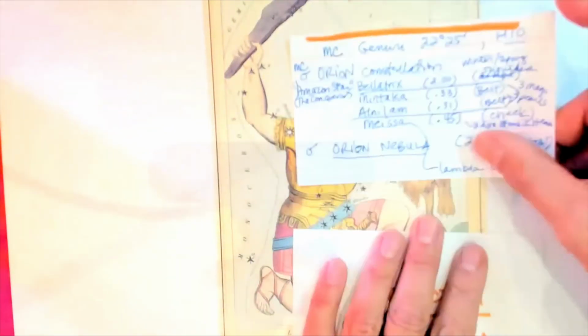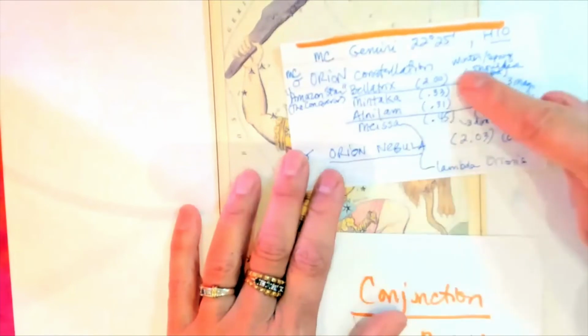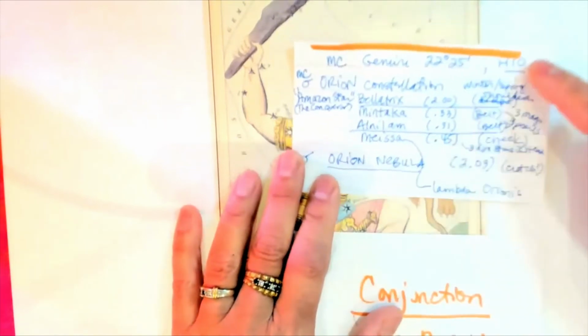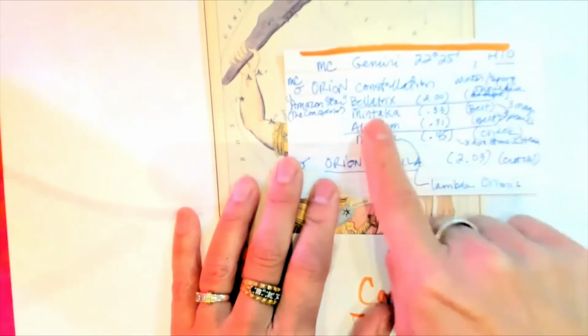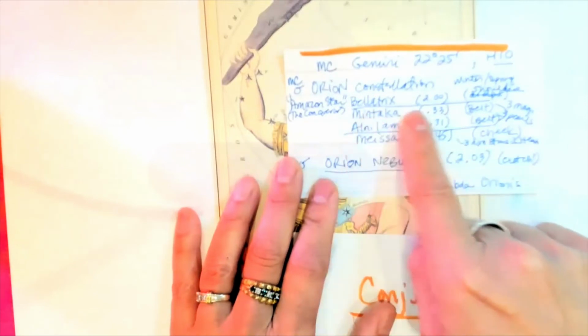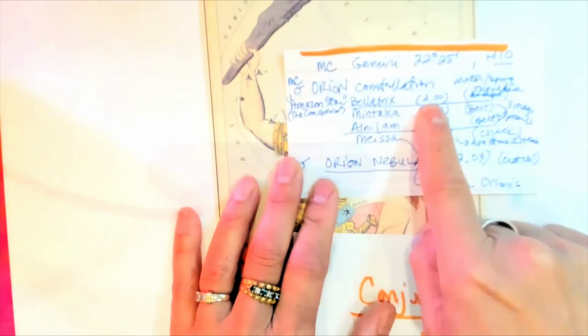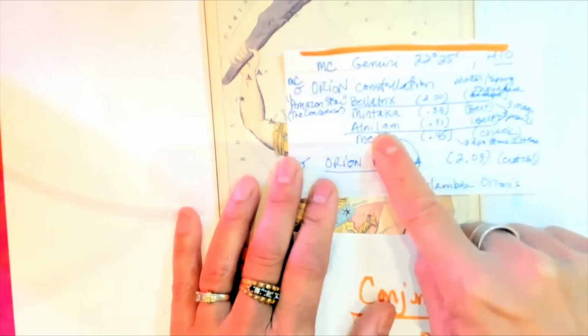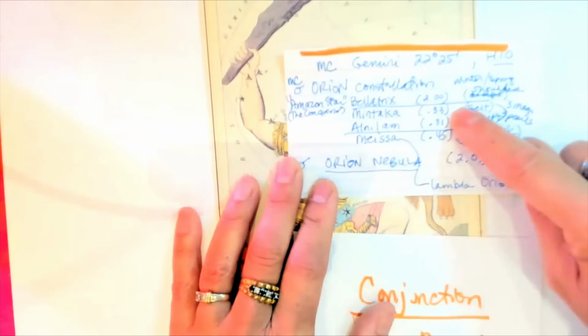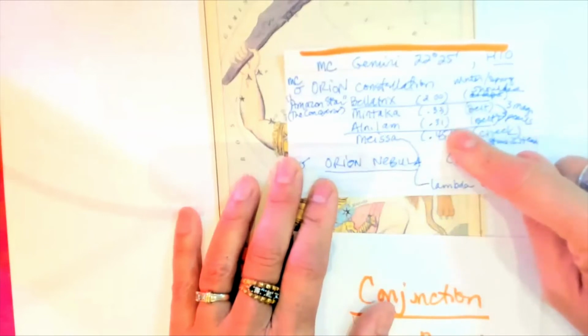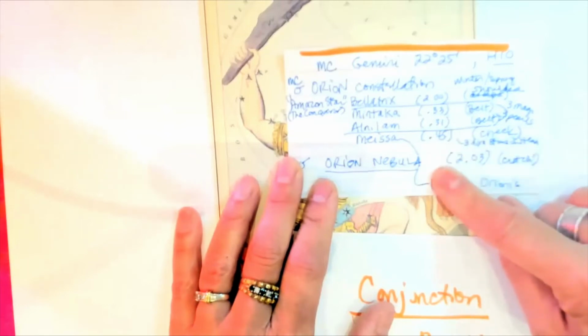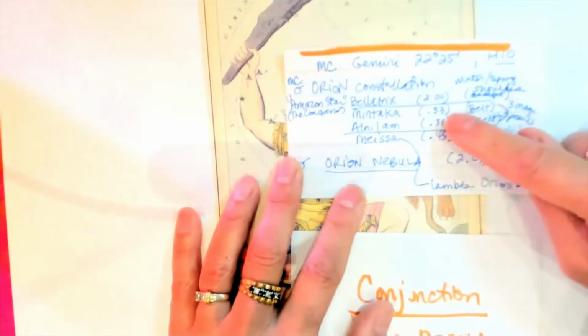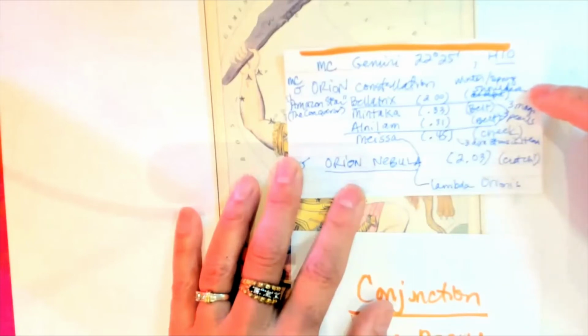And on the back of my cheat sheet, I wrote the stars and I wrote the orbs so I can see just how close of an orb. With Bellatrix in Orion, the orb is 2.00, so 2 degrees. But with Mintaka, Alnilam, or Mesa, it's a closer orb, 0.33 minutes, 31 minutes, 45 minutes. And then I wrote down, oh, where is Bellatrix? Oh, Bellatrix is at the shoulder of Orion.